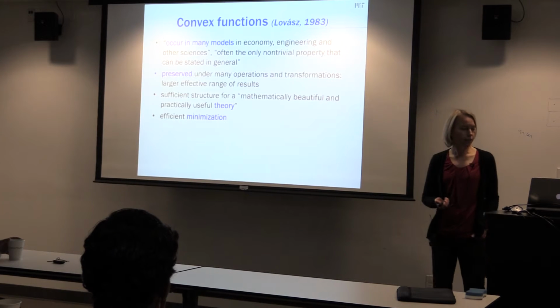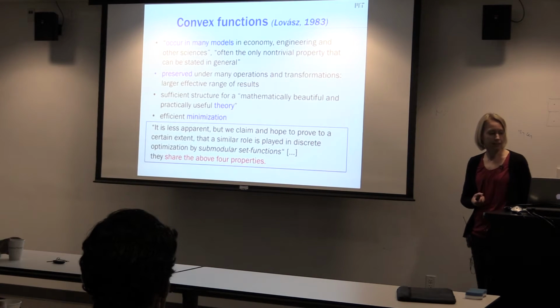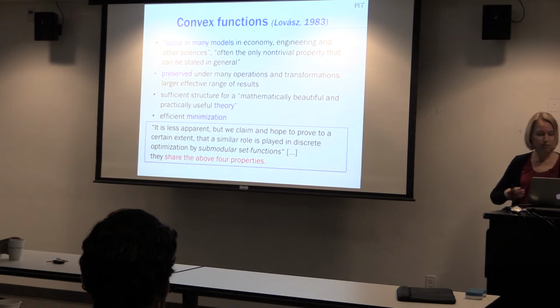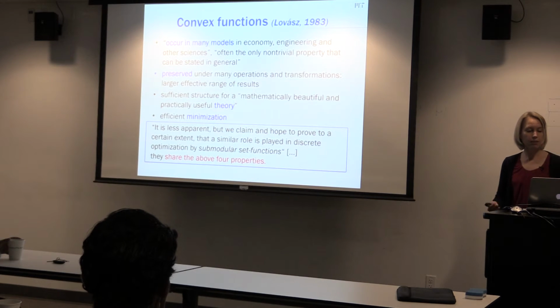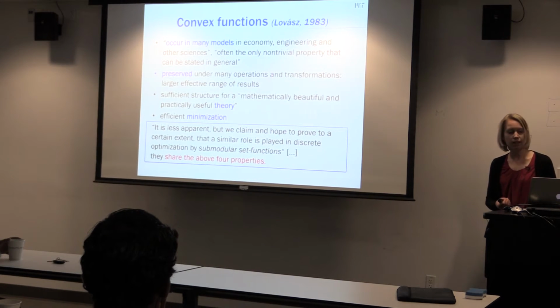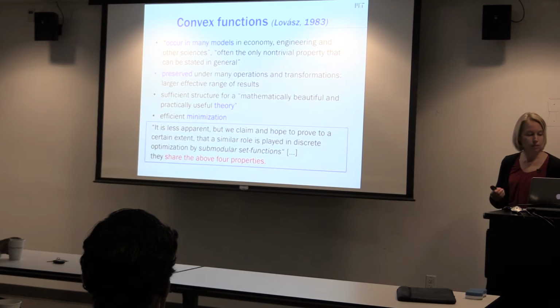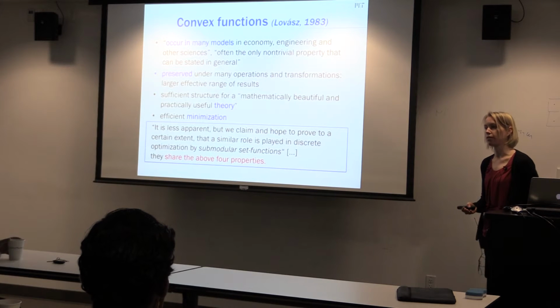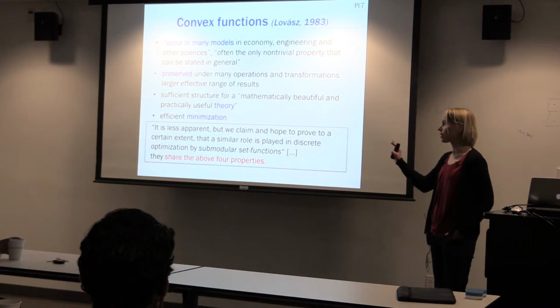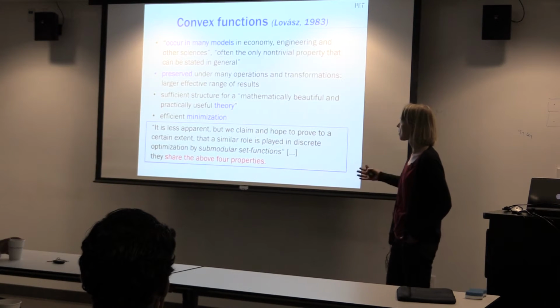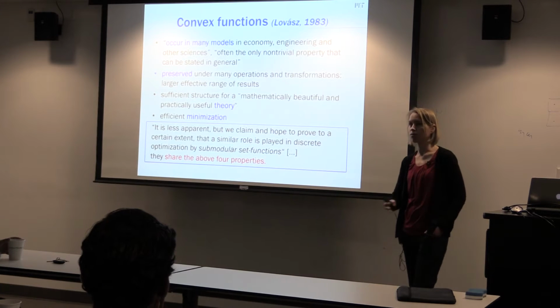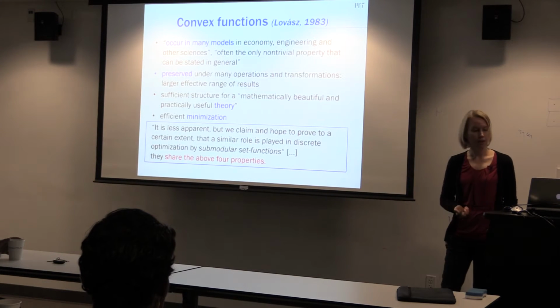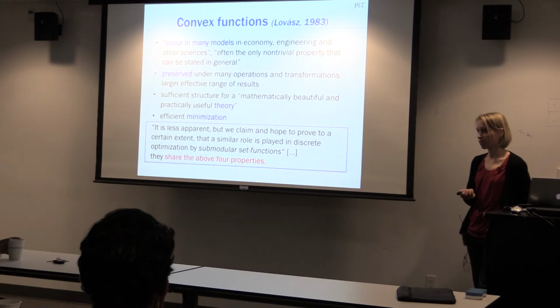And then he asked, what about the discrete world? This is a quote from that paper: it is less apparent, but we claim and hope to prove to a certain extent that a similar role is played in discrete optimization by submodular set functions. They share the above 4 properties. So they are pretty general, they can be efficiently minimized, and they have enough structure to have some interesting theory around them. I'm trying to show you a little bit of that theory today.